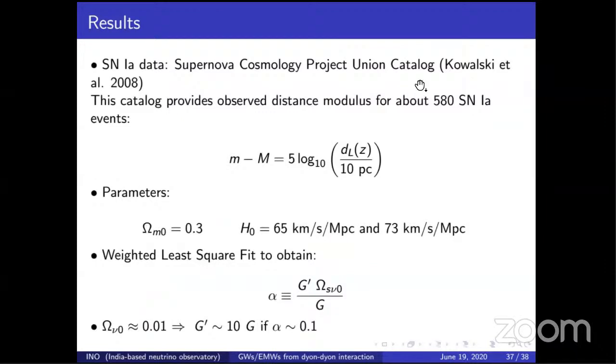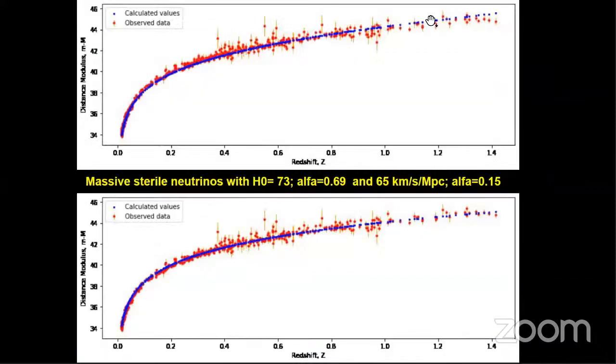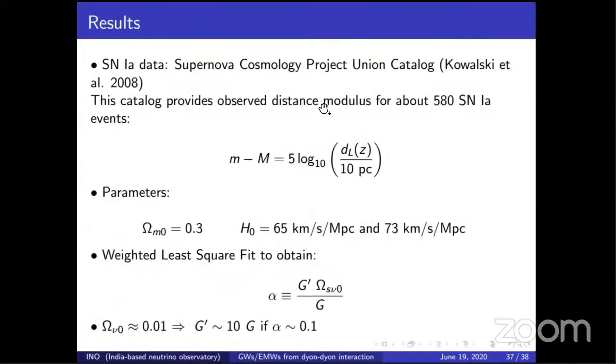So, from the weighted least square fits, we find that the G prime ought to be 10 times more than the Newtonian gravitational constant. What this is implying is that if sterile neutrinos cause anti-gravity, then the strength with which they cause anti-gravity is roughly 10 times the usual Newtonian gravity. So does it tell something about it? Are we here seeing a different gravitational scale?